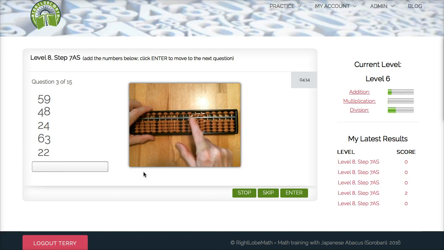To add the 8, we'll add 1 to the third rod over, clear that 9, and then subtract 8's 10 pair 2. And then we add 24. Add the 4, we're going to add 1 and subtract its 10 pair 6. And then adding 63, just add that straightforward.